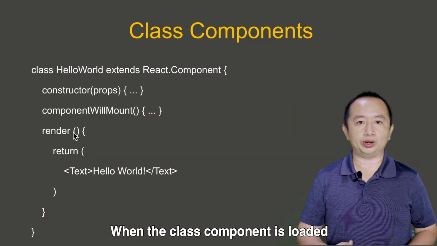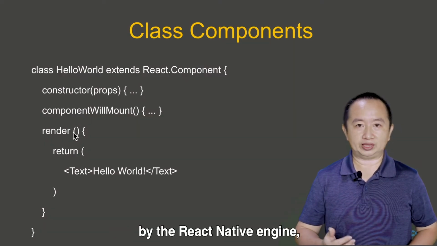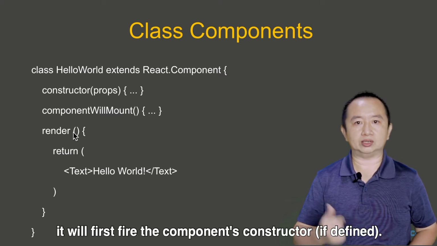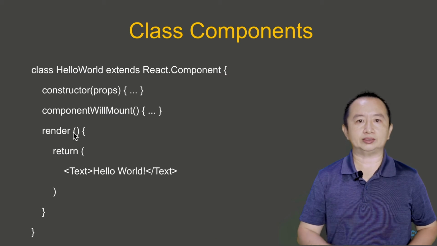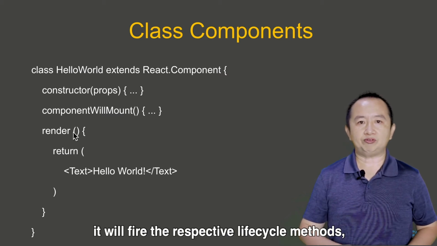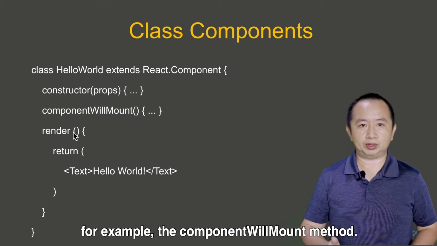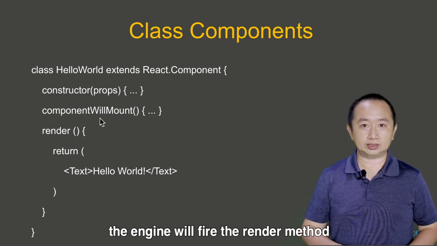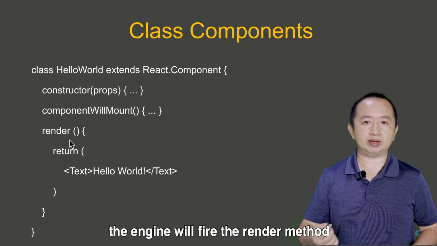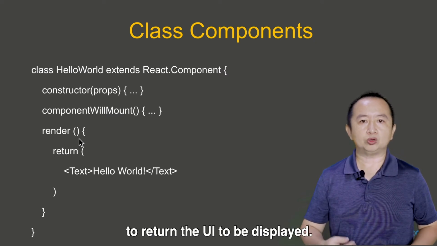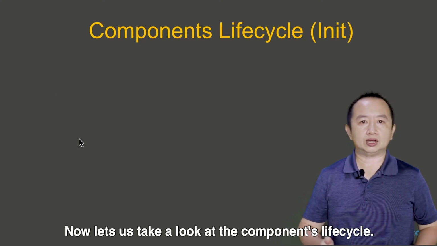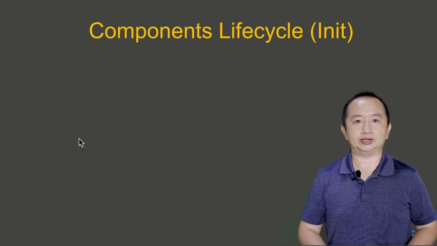When the class component is loaded by the React Native engine, it will first fire the component's constructor, if defined. Next, it will fire the respective lifecycle method, for example, the component will bound method. Last but not least, the engine will fire the render method to return the UI to be displayed. Now, let us take a look at the component lifecycle.